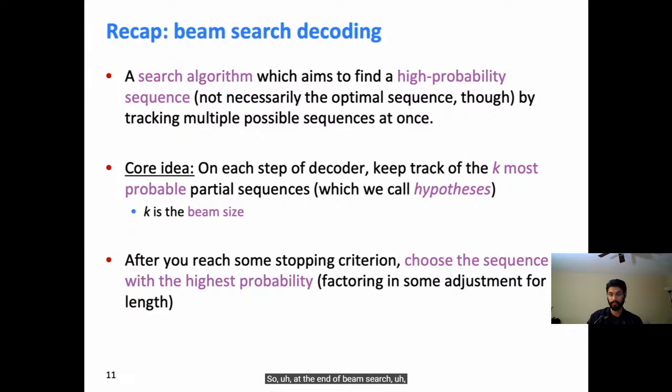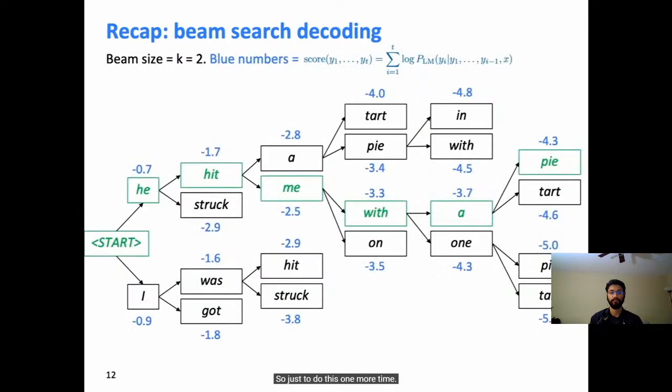So at the end of beam search, you reach some kind of stopping criterion, which we talked about before, but I won't cover in detail again. And once you've reached your stopping criterion, you choose the sequence with the highest probability, factoring in some adjustments for length, and then that's your output. So just to view this one more time, here's the diagram that we saw in the NMT lecture of beam search decoding once it's completed. And in this scenario, we have a beam size of 2.